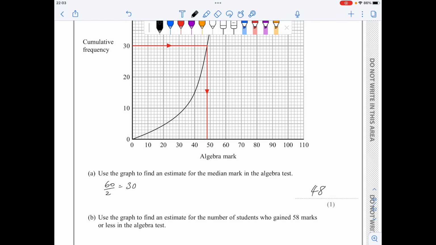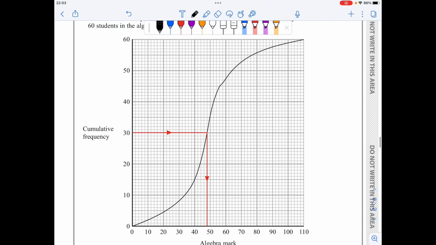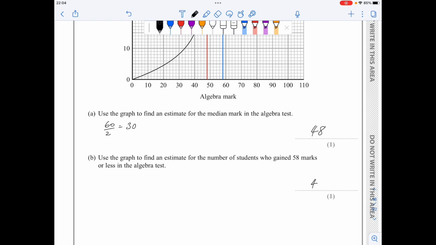For part B, I need to use the graph to find an estimate for the number of students who gain 58 marks or less. This time, I'll go on the horizontal axis, locate 58, and find the corresponding value on the vertical axis. The reading here is 46, and that's the required value. Note the mark scheme gives anything between 45.5 up to 46.5.